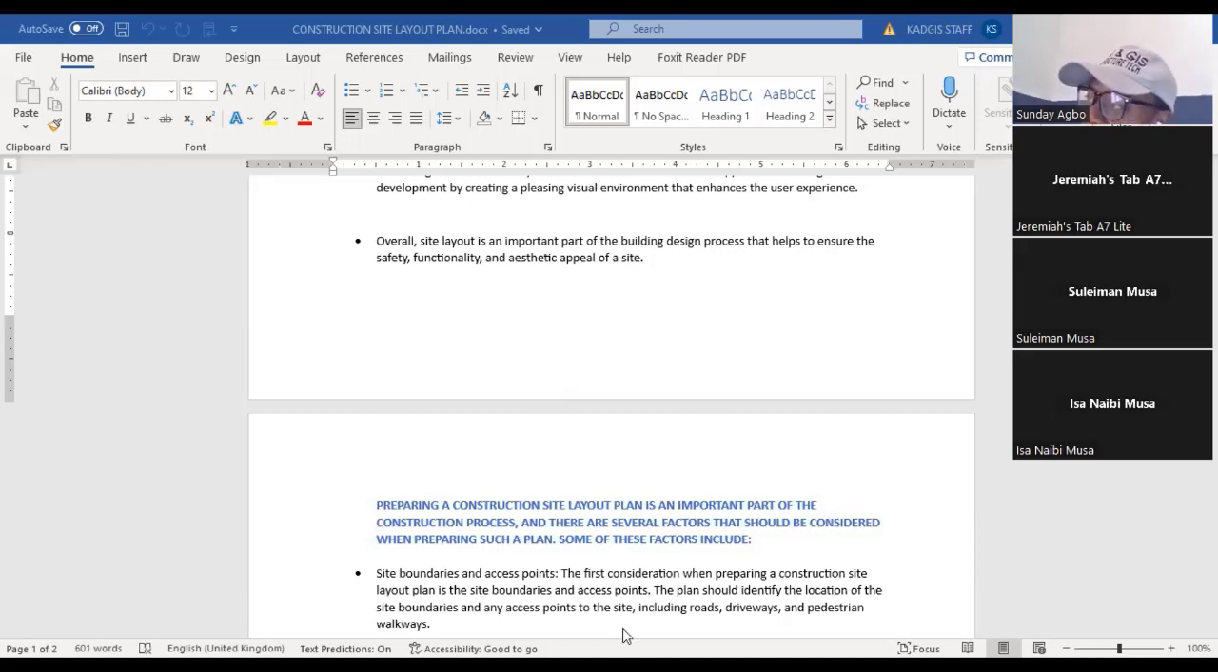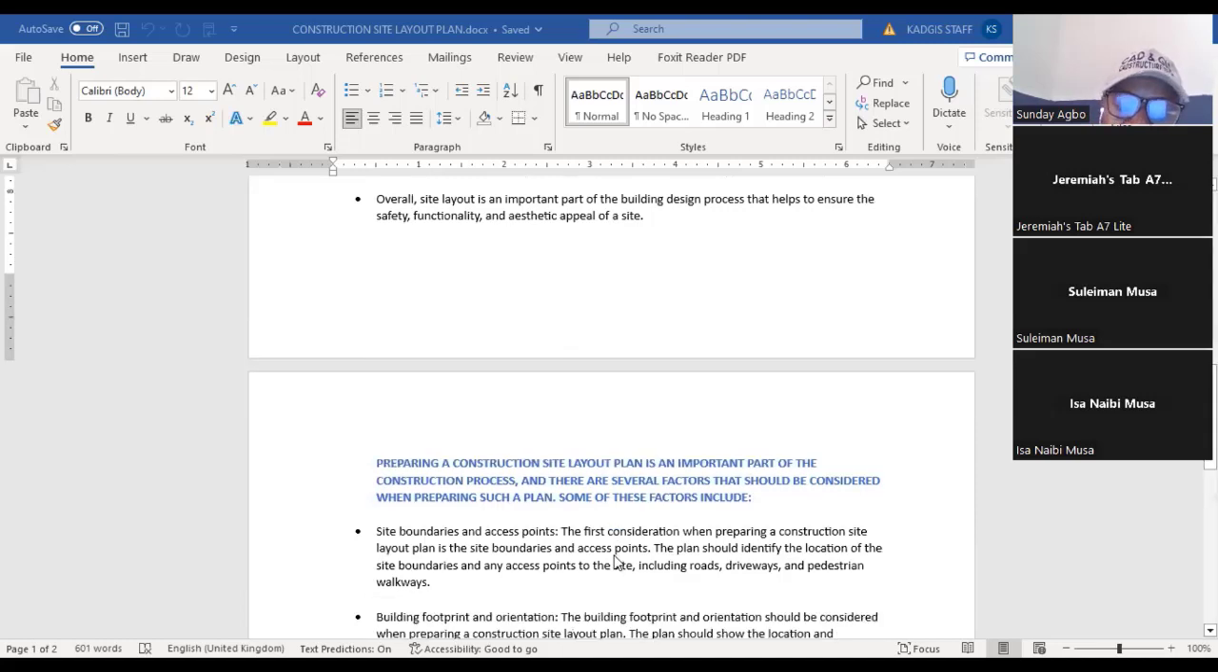So as a site manager or as a layout officer, you actually need to put some things into consideration. First, you need to consider the site boundary and then the access point. We have done that from the beginning of our training, where we use QGIS to bring out the boundary of our site by drawing a polygon to digitize the place.